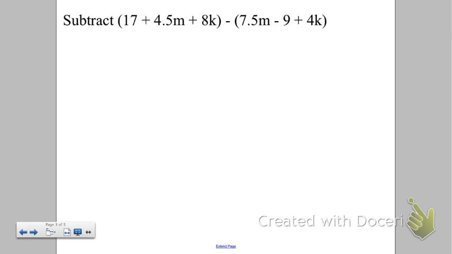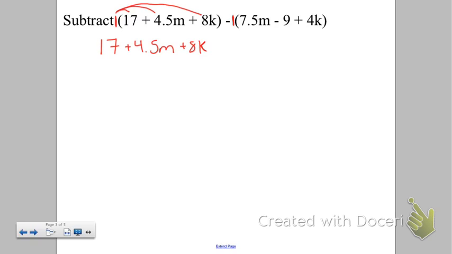The second question, subtract 17 plus 4.5m plus 8k minus 7.5m minus 9 plus 4k. Take a second to copy down the question. So this is the same process. I need to get rid of my parentheses. I have an imaginary 1 here, so I can distribute that 1 to everything inside. I end up with 17 plus 4.5m plus 8k.